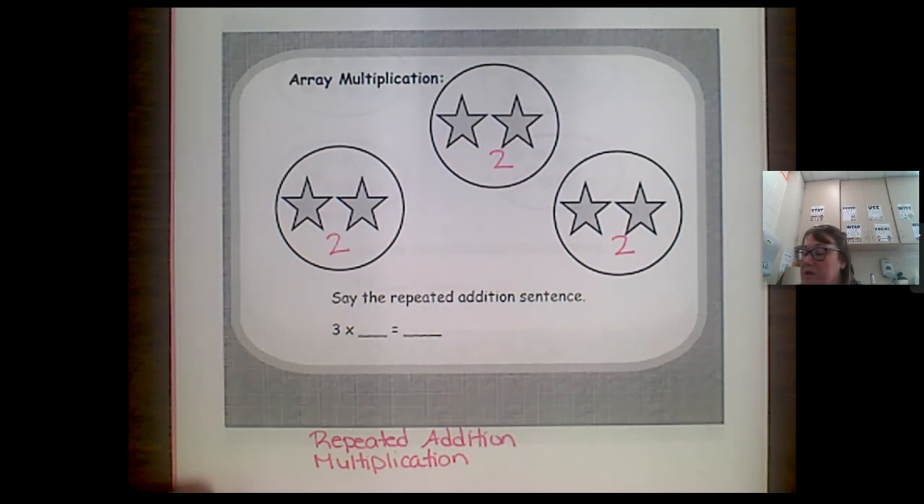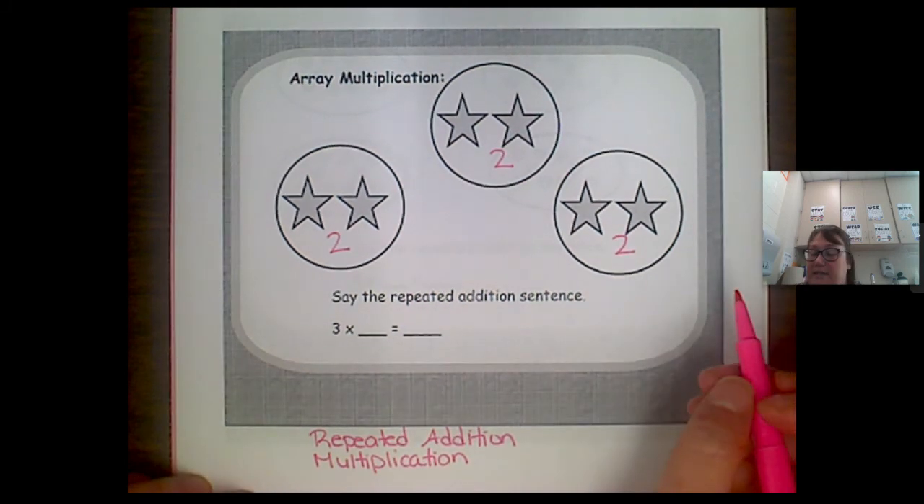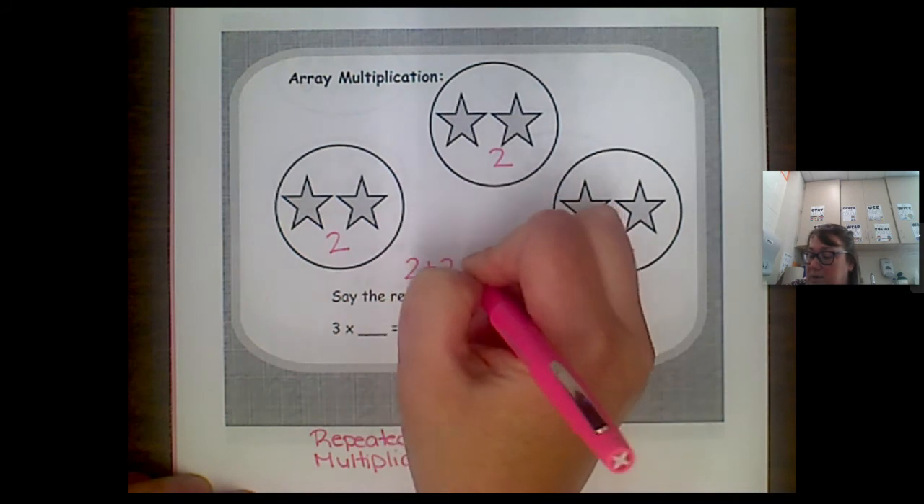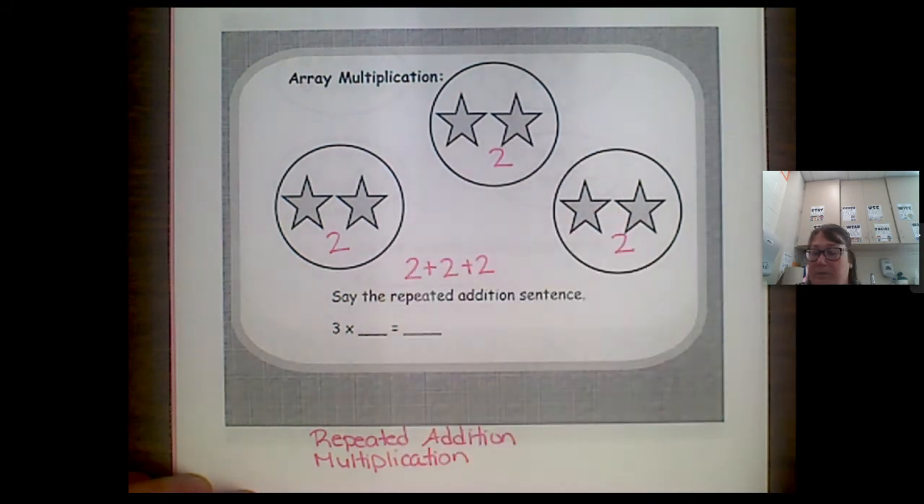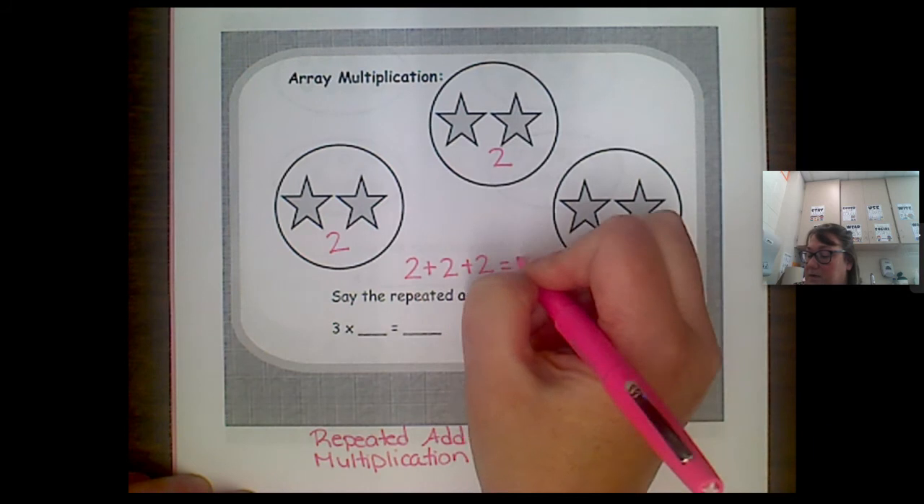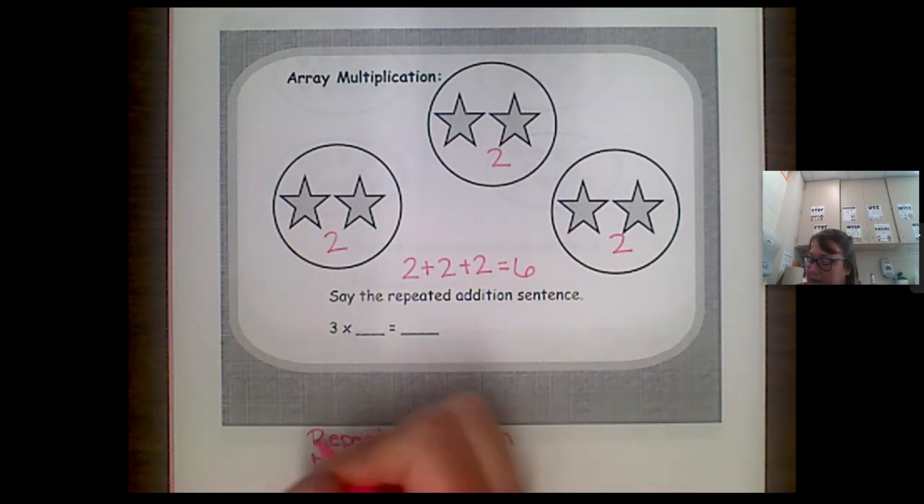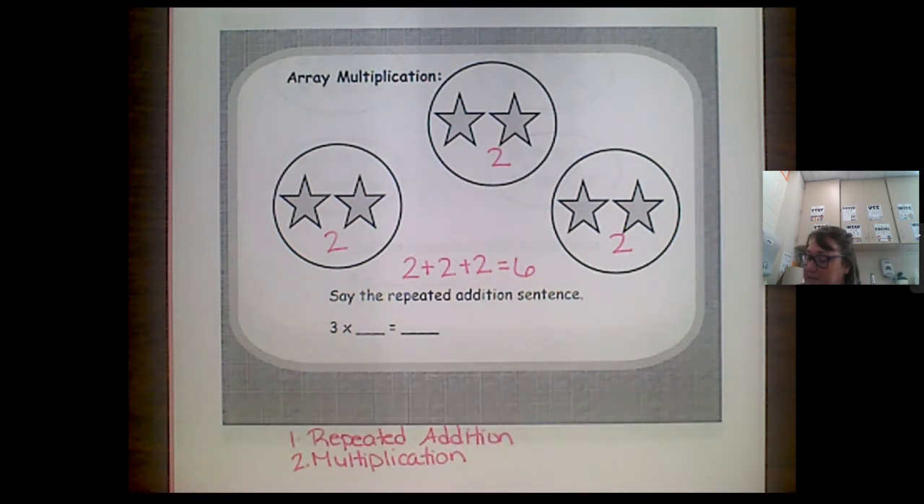So for our repeated addition sentence, did you write 2 plus 2 plus 2? And we're not done, we need to finish it off: equals 6. Give me a thumbs up if you said 2 plus 2 plus 2 equals 6. Nice work.